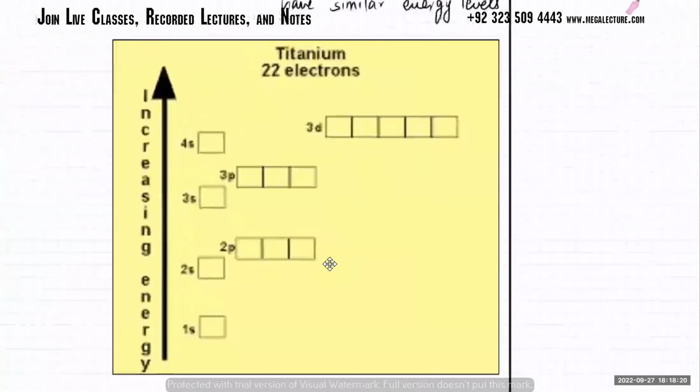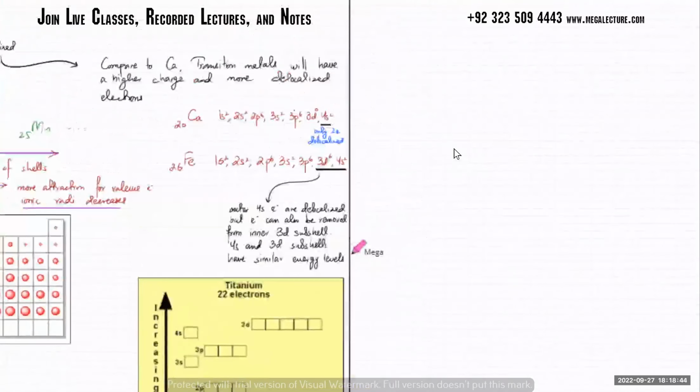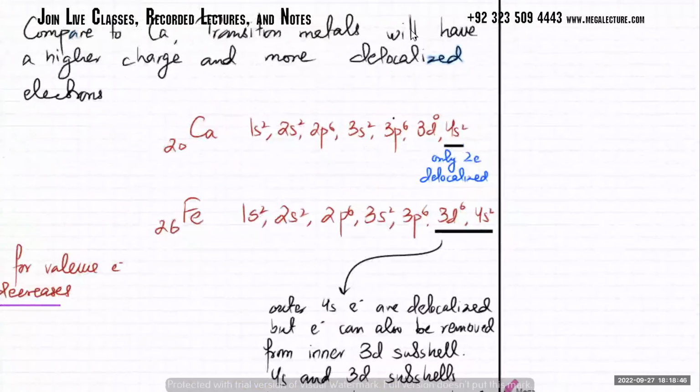You can have a look over here as well that the 4s and 3d are really on the outside. The other subshells are very close to the nucleus. The 1s is really close to the nucleus, very hard to remove electrons. 2s, 2p, 3s, 3p. The 4s and 3d are really on the outside and really close together. So you can remove electrons from the 4s and you can also remove electrons from the 3d as well. So in the case of transition metals, unlike calcium, you have more options to have delocalized electrons. You can lose a lot more electrons.